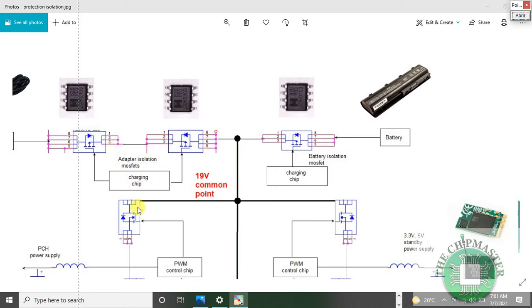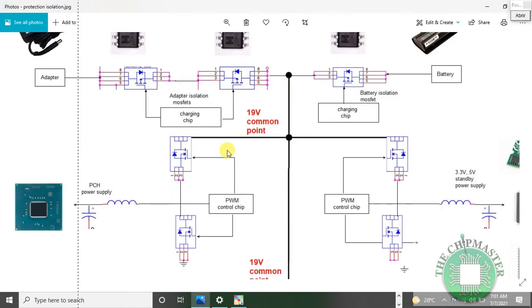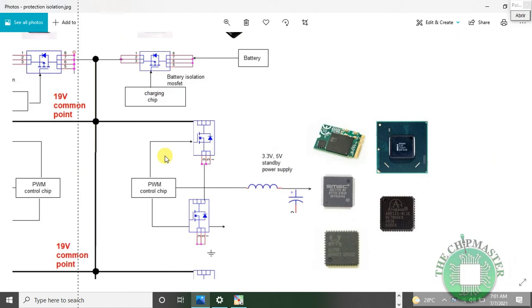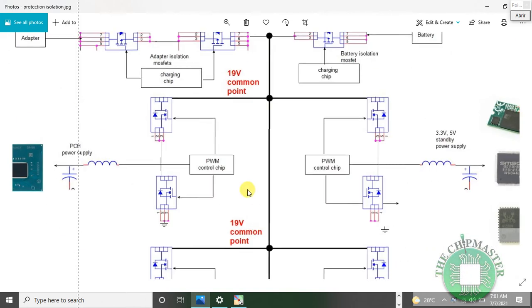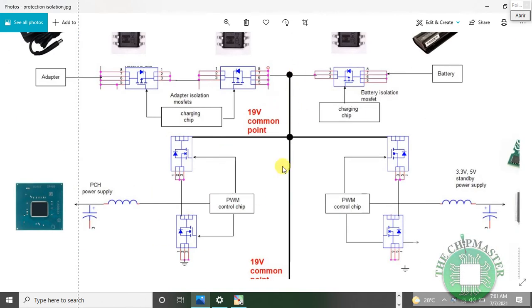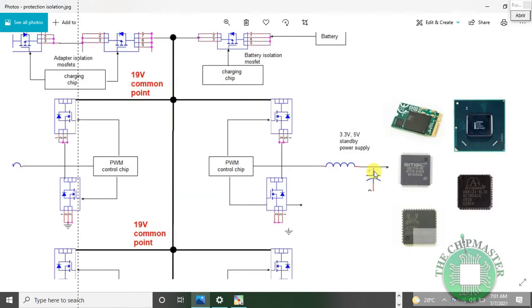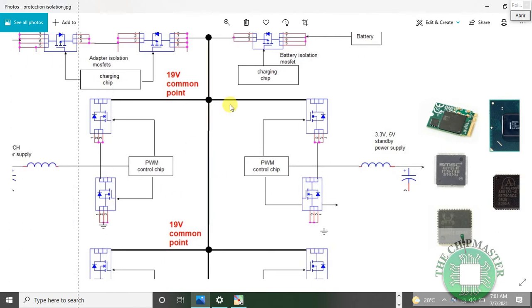Understanding how the isolation protection MOSFET works is very important in troubleshooting not charging faults or no power. If the 19 volt common point is not generated, then you won't have PWM output of 3 volts and 5 volts, hence you cannot turn on the system.